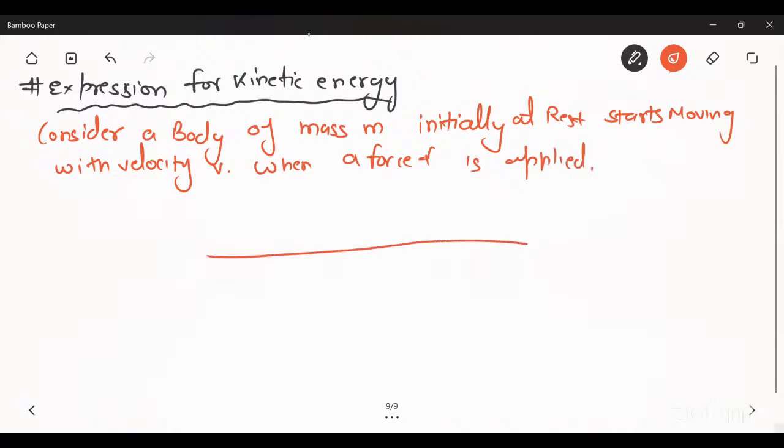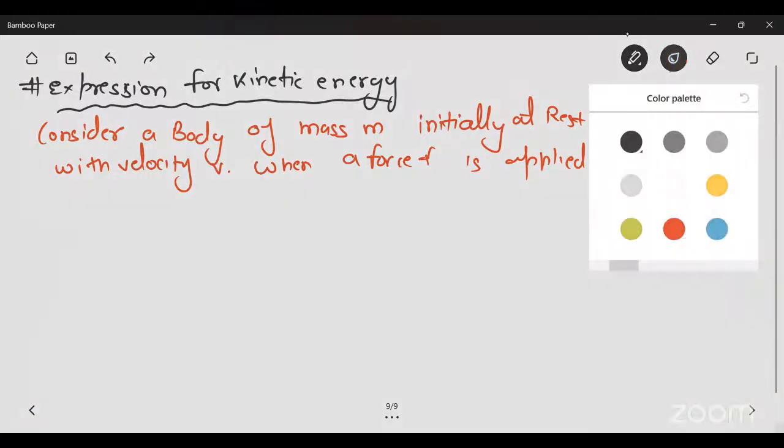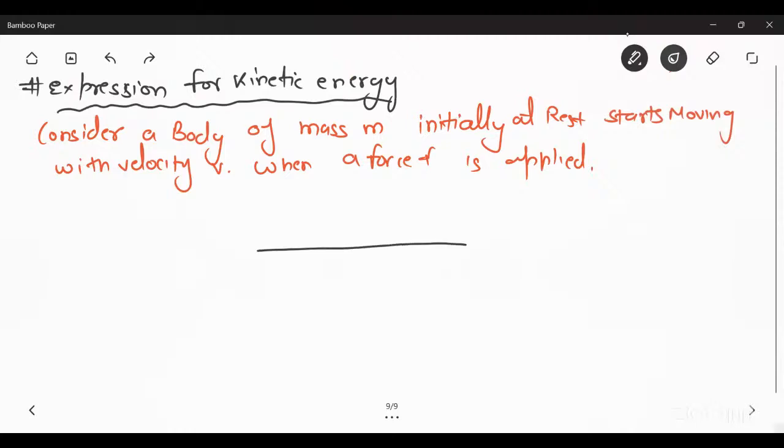Now suppose that was the plane, and suppose that was a body having mass m. Initially its velocity is 0. Now if I apply the force, what will happen? It will move. It will rotate, or it can move some distance with velocity v. So it will move with some velocity v.